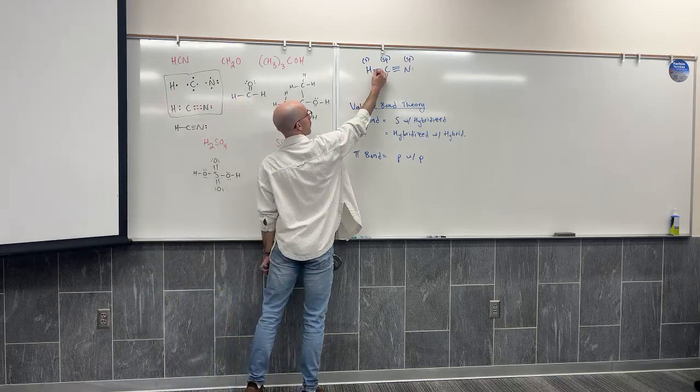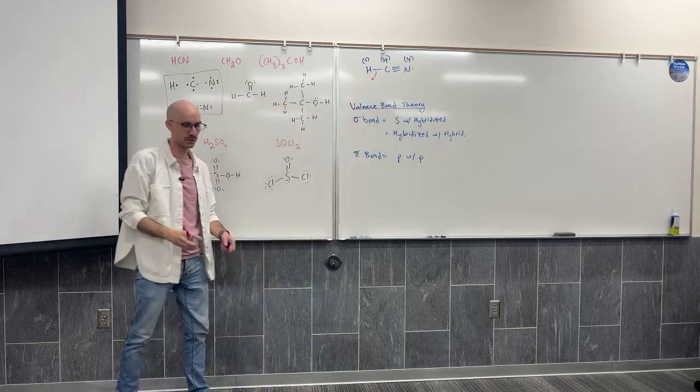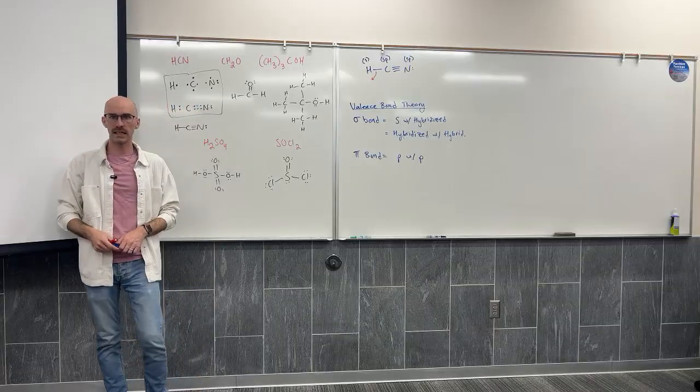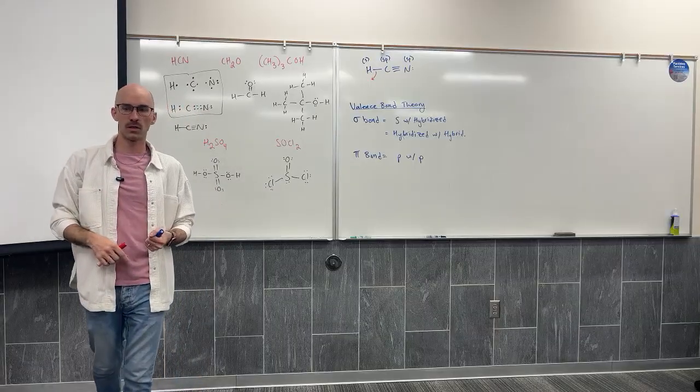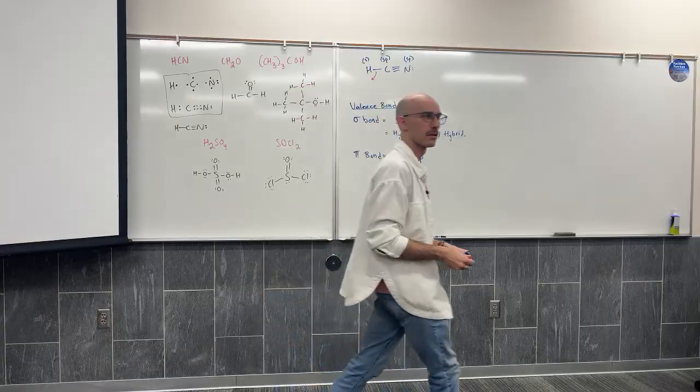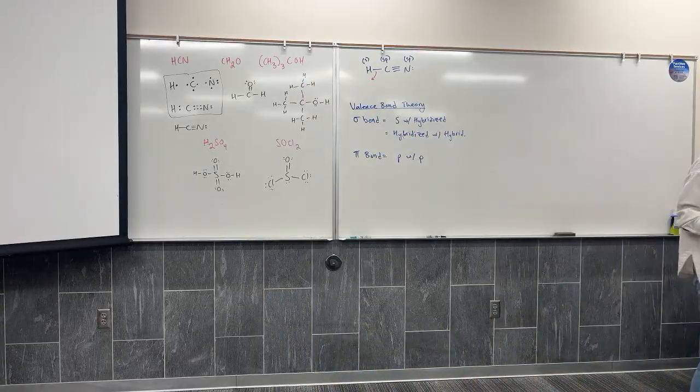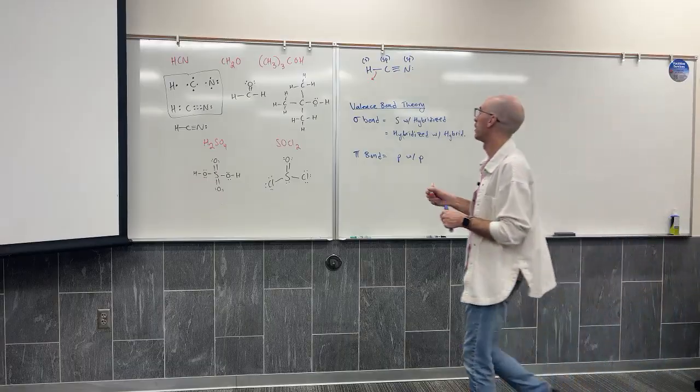So let's look at this bond on the left between H and C. Is it a sigma bond or a pi bond? Sigma. Why? Because it's hydrogen, and hydrogen will only make sigma bonds.